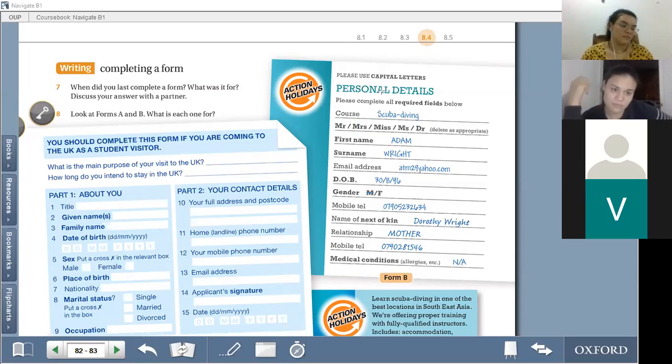Okay, what does this mean? DOB. What's that? Okay, DOB. What do you think that is? Day of birth. Day or date? Date of birth. Okay, so date, D-A-T-E. Date of birth. That's how you pronounce it. Birth. Okay.